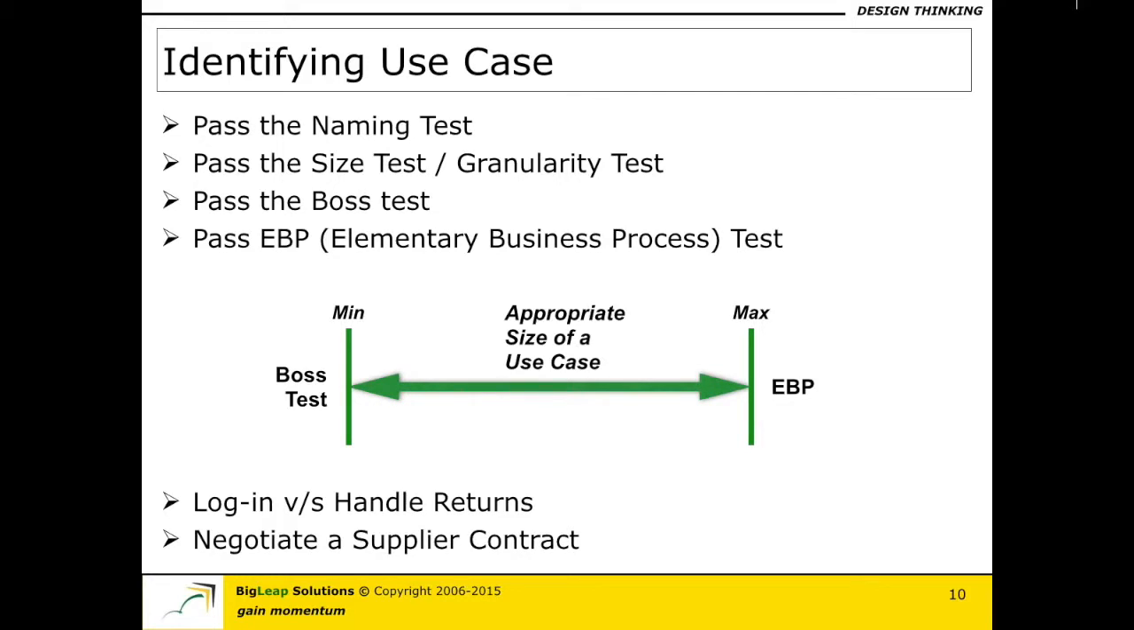Please note, this is not a mathematical scale by any means. So we really can't say a good use case should be weighing 25 kgs or 25 centimeters. No, we do not have a way of saying that. But a good use case should ideally be something that is larger than a BOSS test, but something that's smaller than an EVP. Or another simple way of saying it is a good use case size is something that passes both the BOSS test and the EVP test. Now let's look in detail at what the BOSS and the EVP tests are.